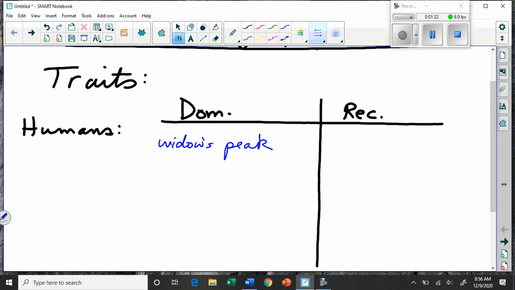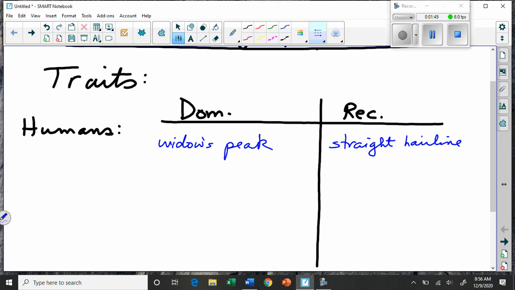If you look around the room, you'll see some people have a hairline that has a slight little V right in the center. Other people have a hairline that's either straight across or doesn't have that V. So the little V, the little downward dip, is called the widow's peak, and it's a dominant trait. The opposite recessive trait would be a straighter hairline across the forehead. So you can notice this on people.